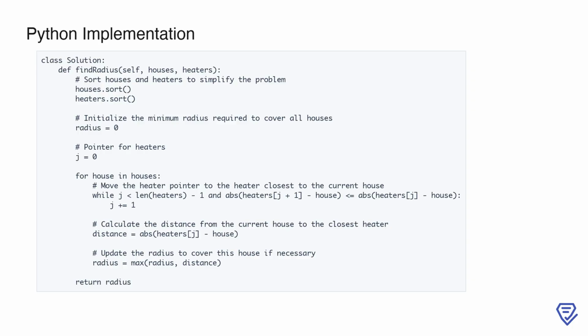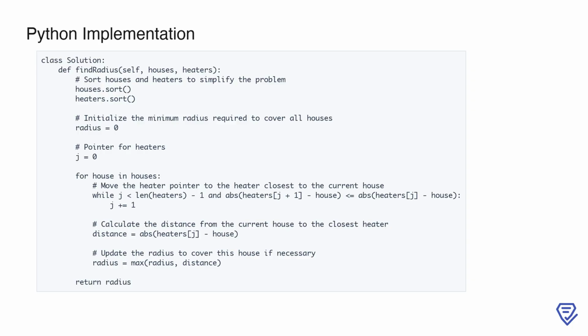Here's how the code works. 1. Sorting. Both the houses and heaters lists are sorted at the outset. This pre-processing step simplifies the logic of comparing distances between houses and heaters, ensuring the algorithm works in a linear pass. 2. Initialization. The radius variable is initialized to 0. This variable will store the maximum distance any house is from its closest heater, which ultimately determines the minimum heater radius required. 3. Pointer setup.